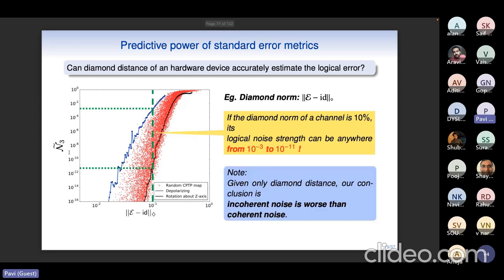Now, for the experts, you might wonder, amongst all these noise processes, if I only knew the diamond distance, what should be the worst type of noise I should be prepared for and the best type of noise? It turns out that the worst type of noise is decoherence in the qubit. The best type of noise is unitary errors or calibration errors.